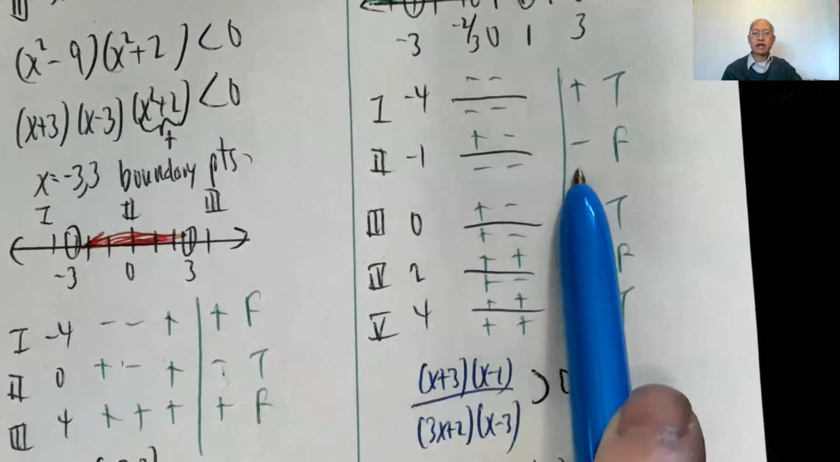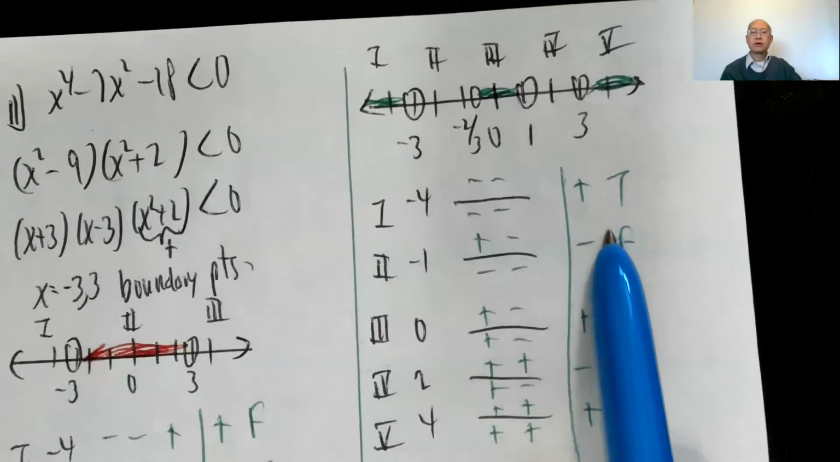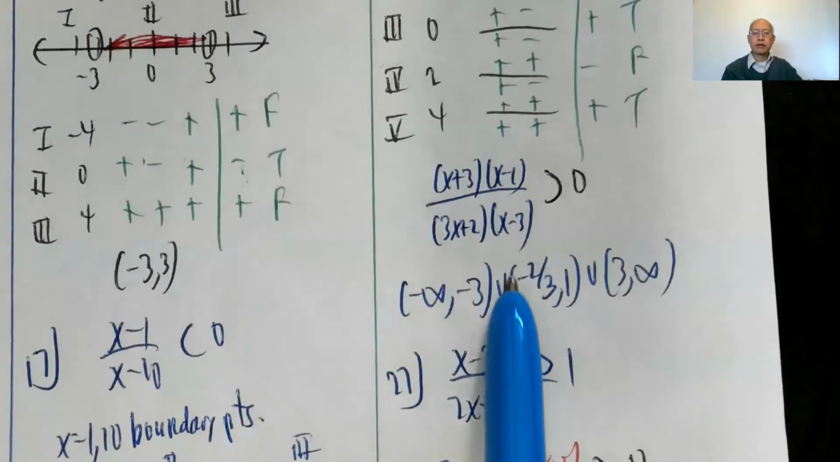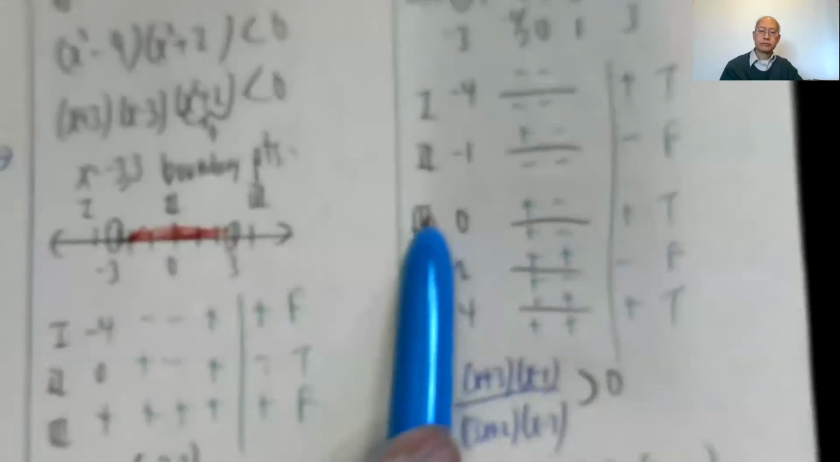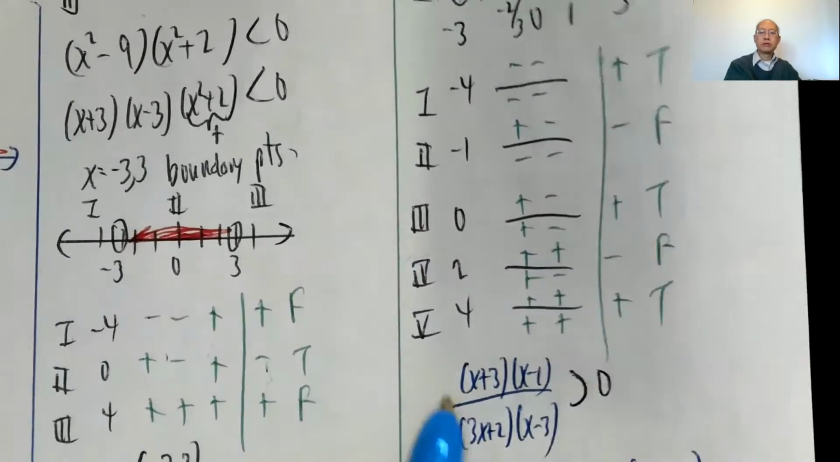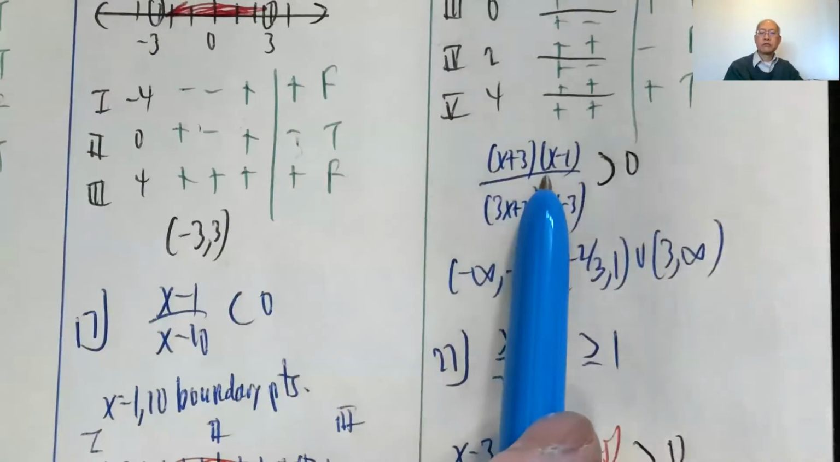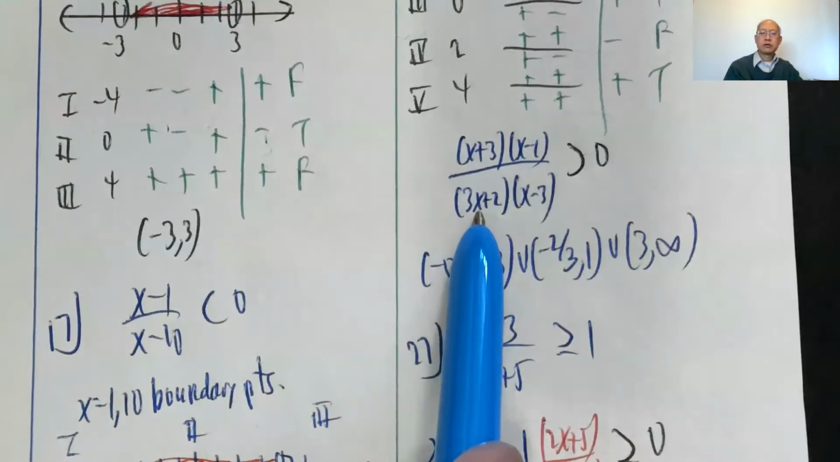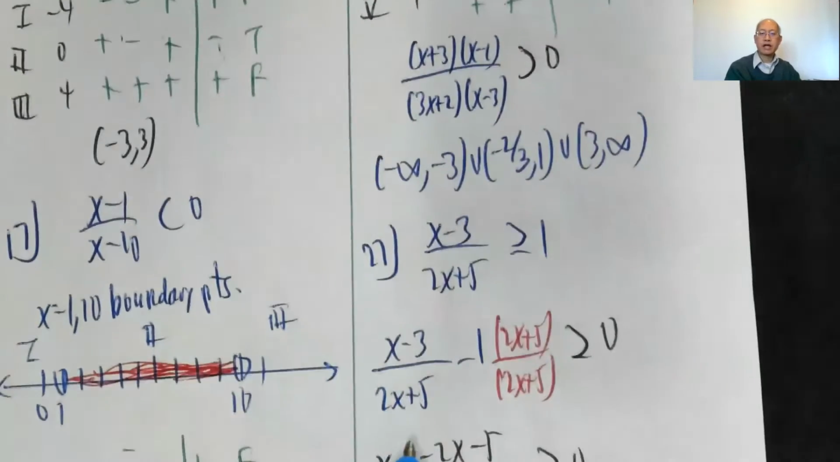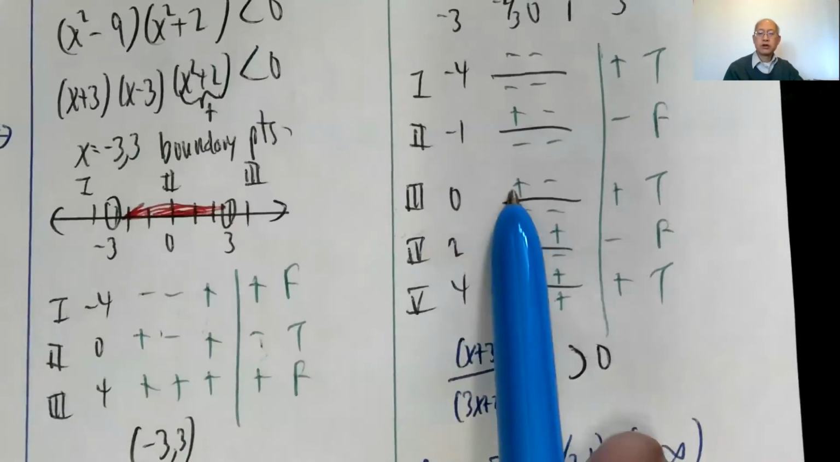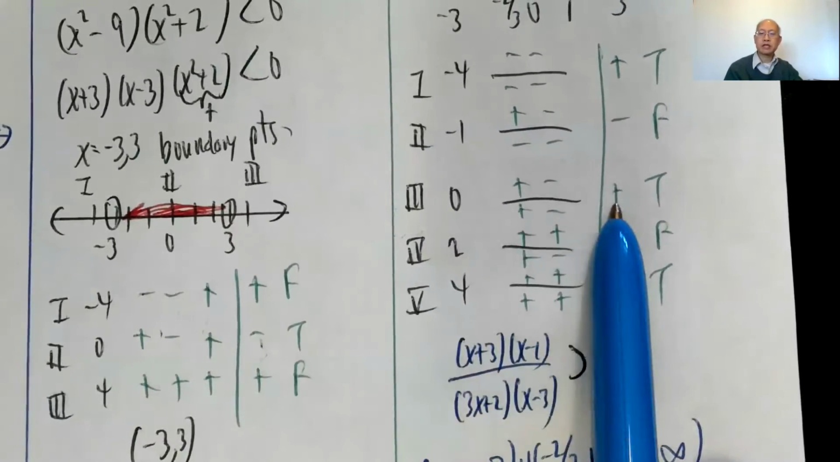Region 2, negative 1, positive, negative, negative, negative. 3 negatives makes a negative. Negative, greater than 0, false. Region 3, 0. 0 plus 3, positive. 0 minus 1, negative. 0 plus 2, positive. 0 minus 3, negative. So I have 2 positive, 2 negative. That makes the whole thing positive. True.